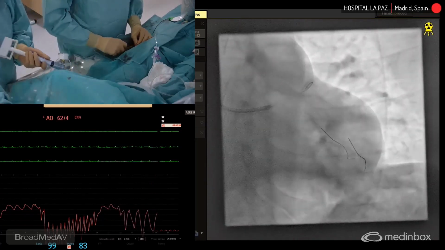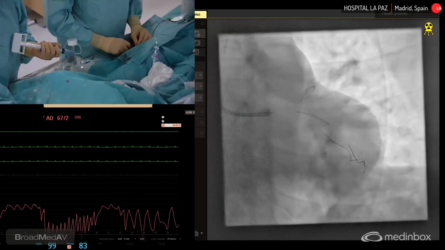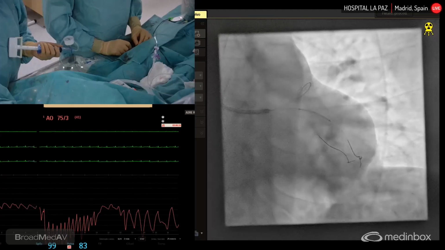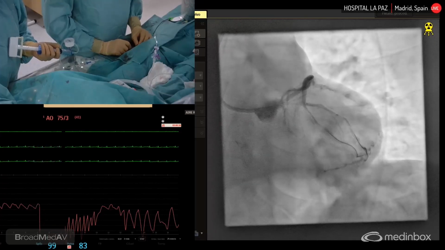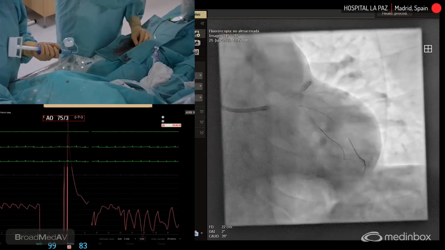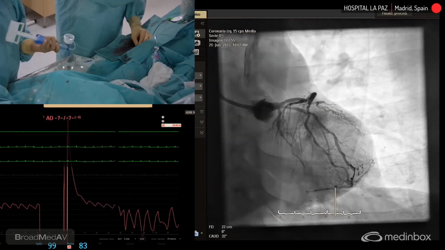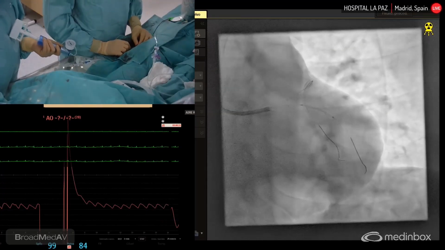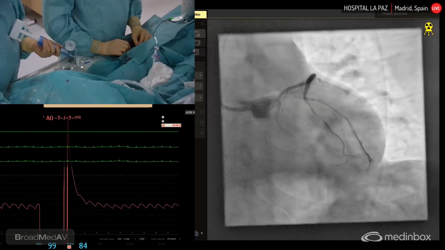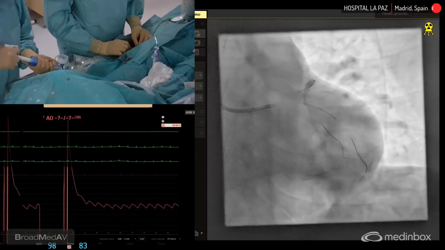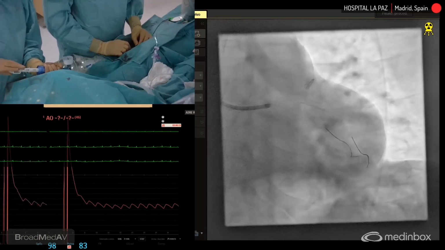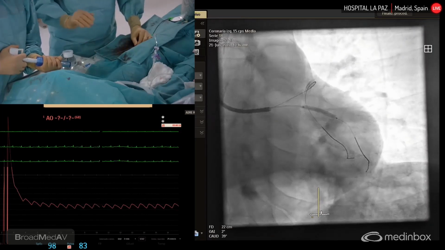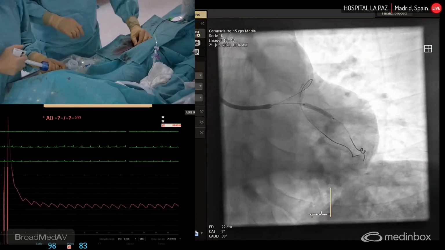Okay, let's go with the stent. Okay, it crossed perfectly. Test, please. I'm going to advance a little bit. I'm going to check the initial angio. Okay, the lesion is there. Okay. Test, please. Vale, ábrelo ahí. A 12. Okay. Quite good expansion. Baja. In angio.